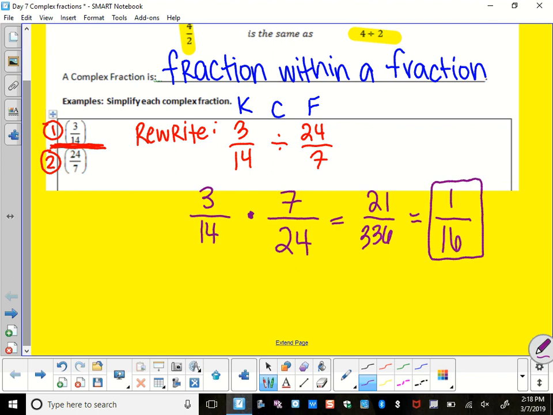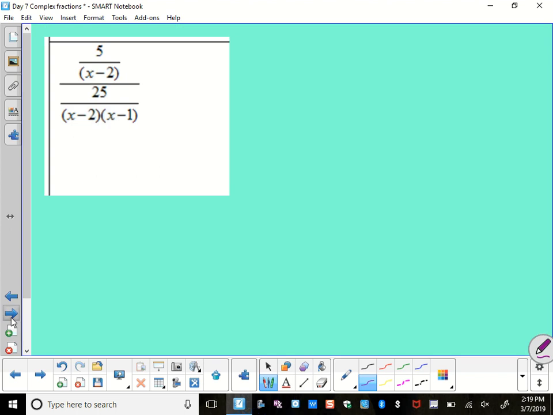Did that make sense what we just did? We rewrote it, and then I changed it so I could solve it, and then I just multiplied straight across. Any questions on the first one? All right, look at the second one. I'm going to bold my division line right here.